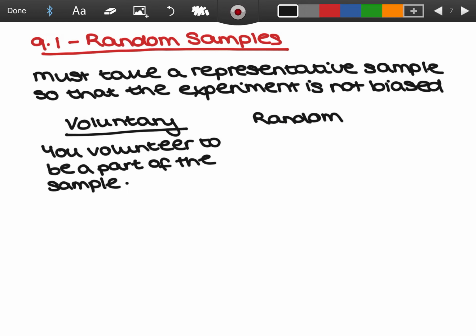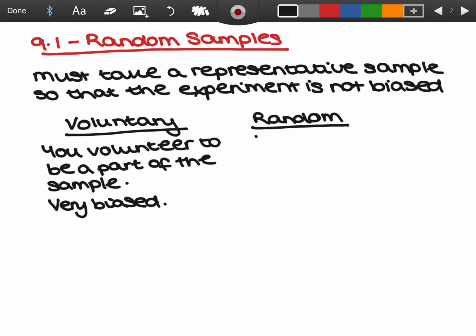Because you have to volunteer yourself, this is not going to be very unbiased, because you're going to end up probably with a certain type of person that's going to respond. So a voluntary sample is very biased, because they are the ones themselves that pick whether they are in the sample or not. Whereas a random sample is when a computer will pick out some random people within a population to be a part of that sample.